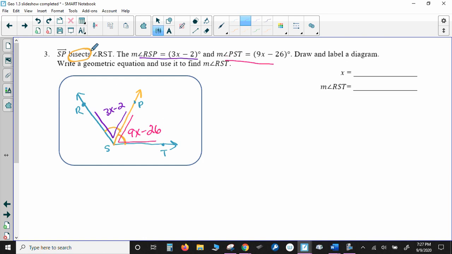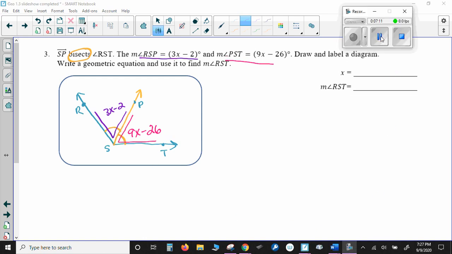So listen, the key to this is the word bisect. If you know that this ray cuts this angle exactly in half, then you know that this angle, RSP, is the same measure as this angle, angle PST. So that's the key to that. I'm going to pause the video, grab that other problem that you asked about, and be right back.